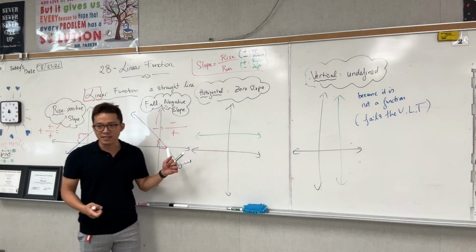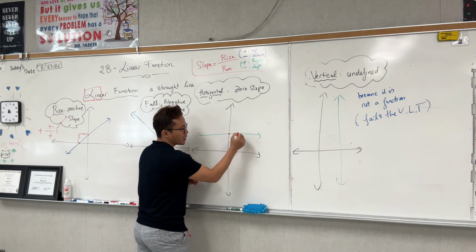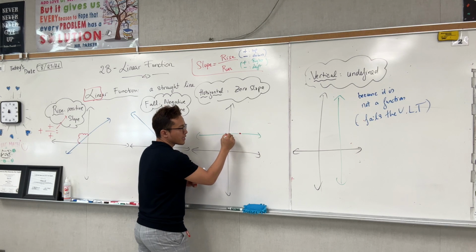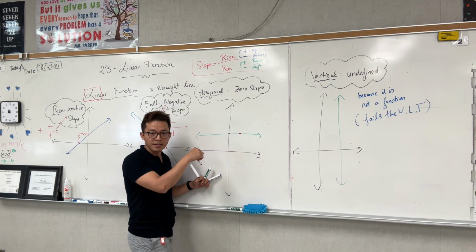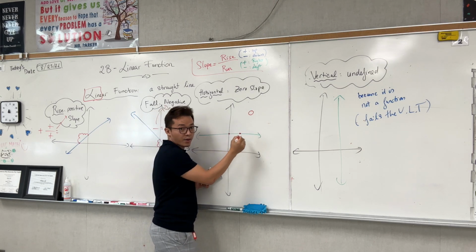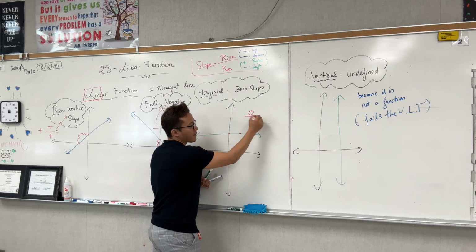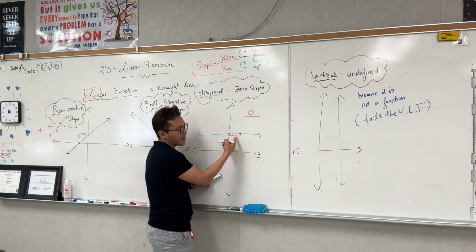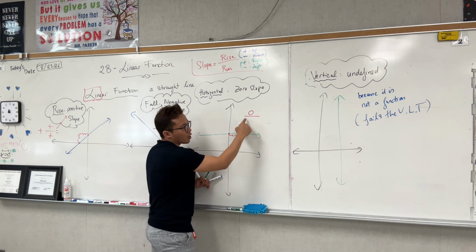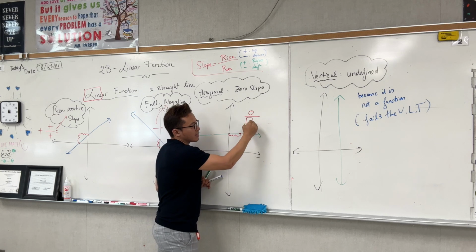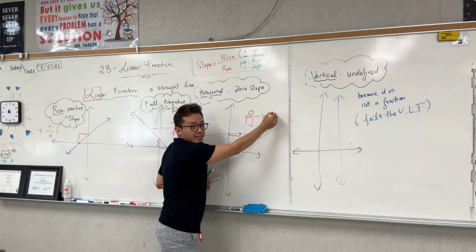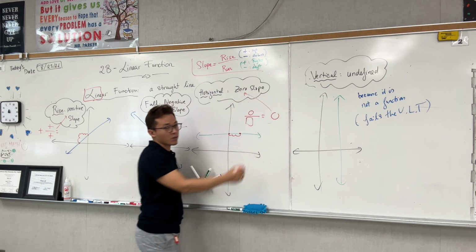Zero slope. Why is it 0? Watch this. Let's pick any 2 points. Now rise. Do I go up or go down? No, right? So it's going to be 0. No move. Divided by, well, it can be negative or positive, but no matter what this is, 0 divided by everything is 0. That's why it's 0 slope. Make sense?